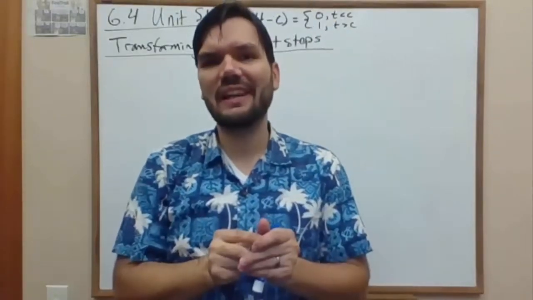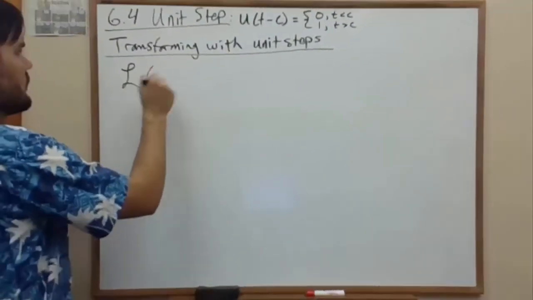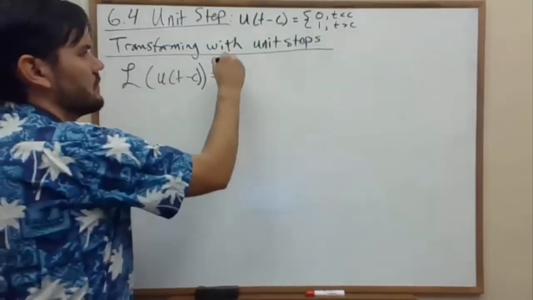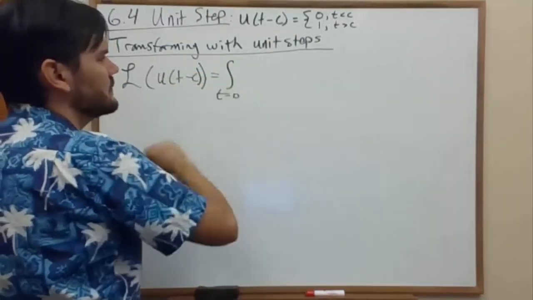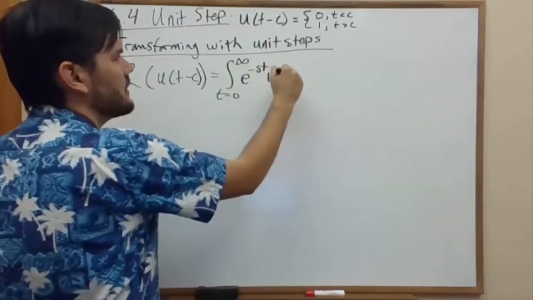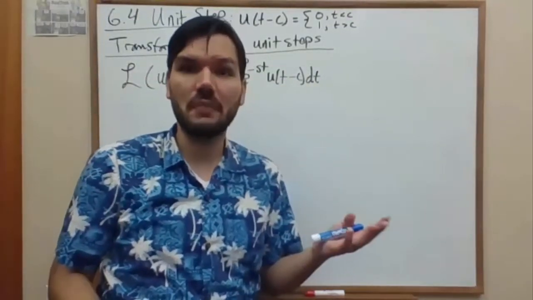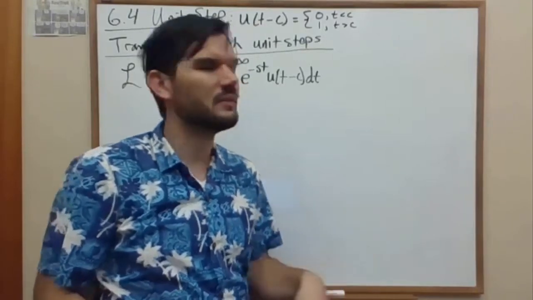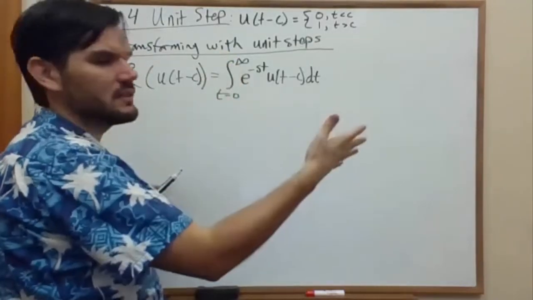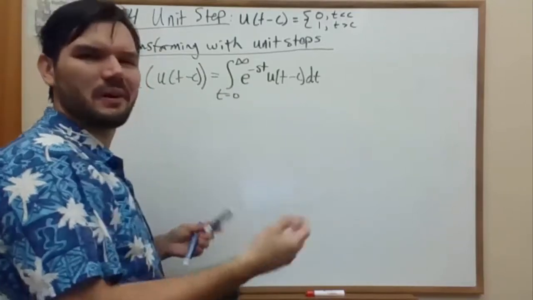Okay, so now we'll look at transforming functions that involve the unit step. We go back to the definition. The transform is the integral from 0 to infinity of e to the negative st times our unit step. But what's really interesting about it is our unit step function is binary. It's 0 or 1, which means that this integral is either transforming 0, which goes to 0, or transforming 1, but only over part of the interval.